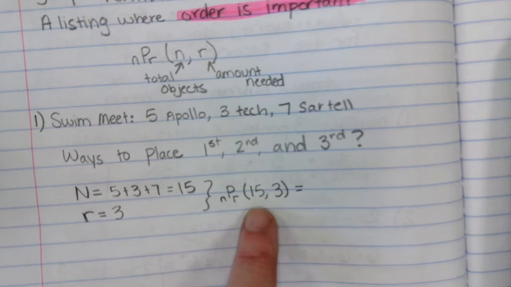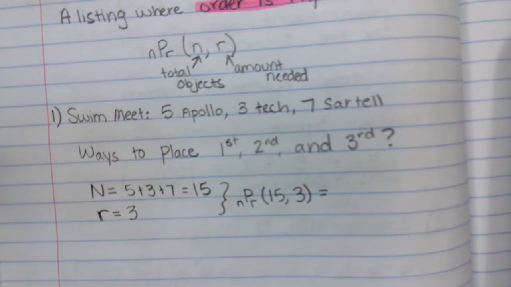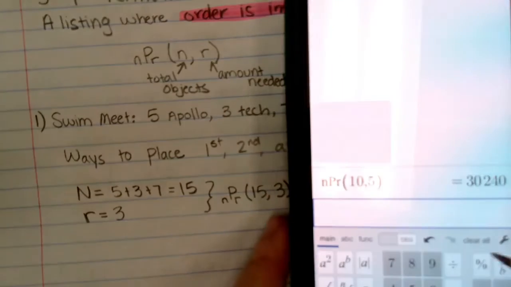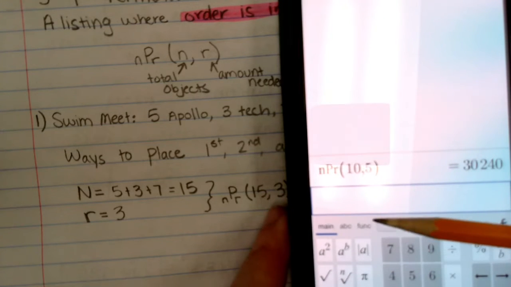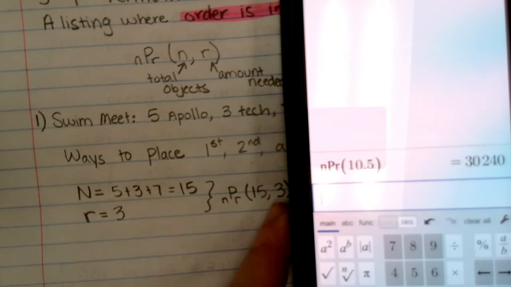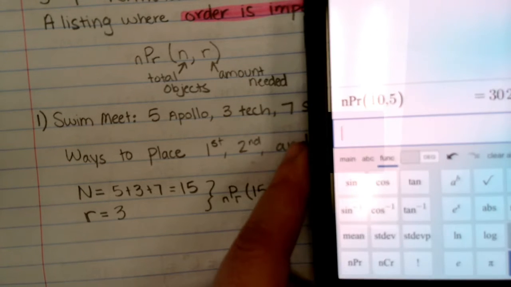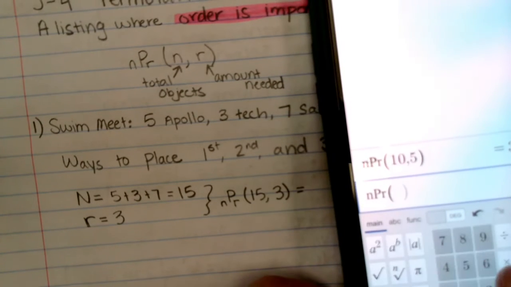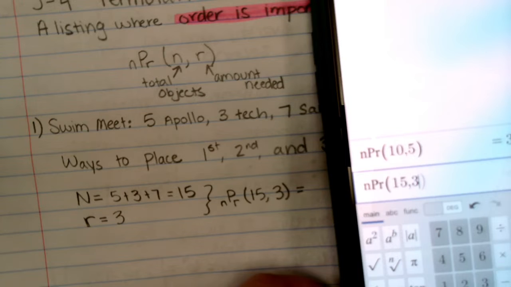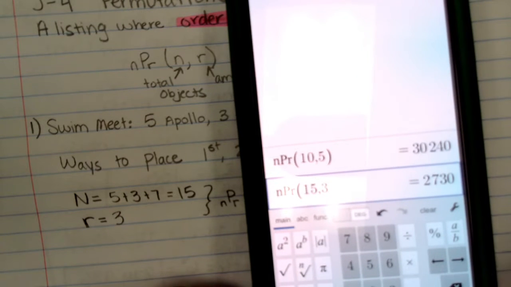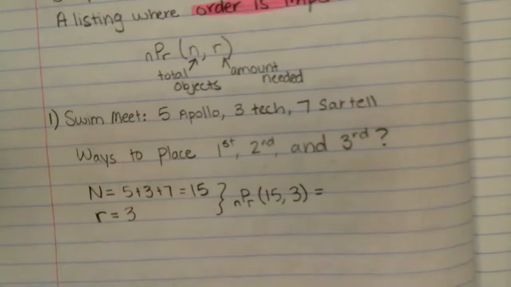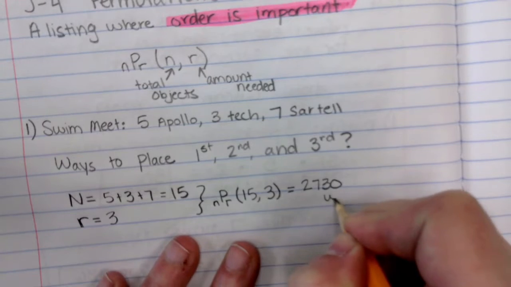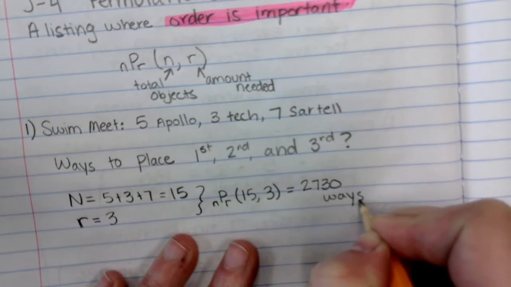So again, in the calculator, we're going to go to FUNC. It's this function button at the top. It goes main, ABC, func. Down at the bottom is this NPR. 15, comma 3. And we get 2,730. It's a hard number to say, apparently. 2,730 ways to place first, second, and third.